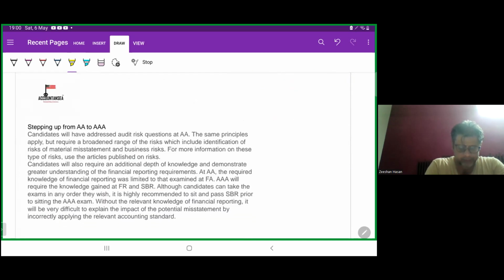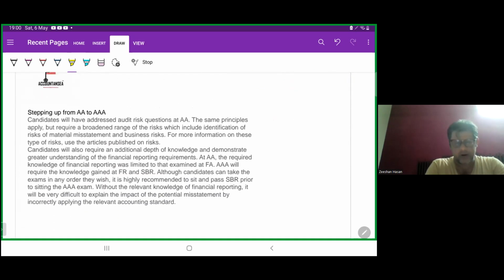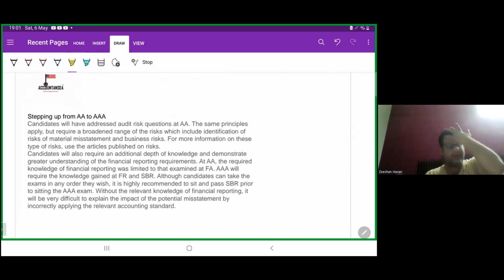Right, now, stepping up from Audit and Assurance to Advanced Audit and Assurance, candidates will have addressed audit risk questions at the AA exam as well. The same principles apply, but require a broadened range of risk, which includes identification of risk of material misstatement and business risk. Remember that business risks were not part of the Audit and Assurance exam. For more information on this type of risk, we will also look at the articles published on risk.